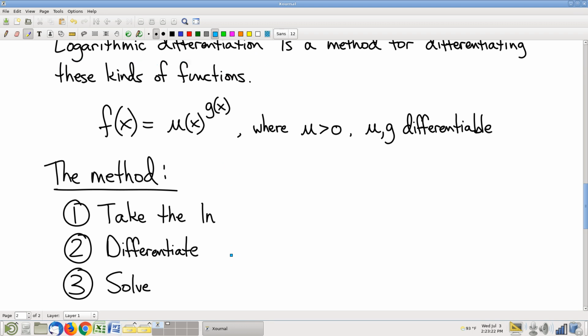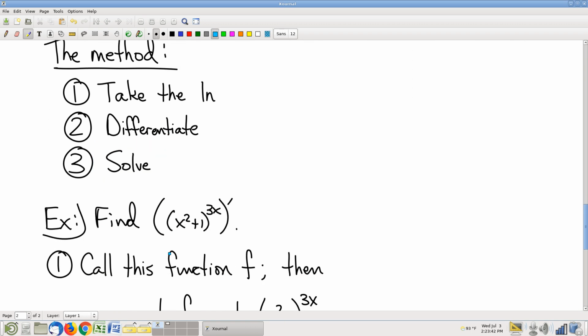Three-step process. Step 1, take the natural log of your function. Step 2, differentiate. Turns out, we'll see this in a moment, that taking the log makes that highly possible. And then when you're done, solve for what you're interested in. So let's see how this applies to our example.